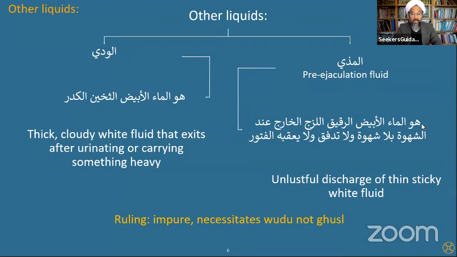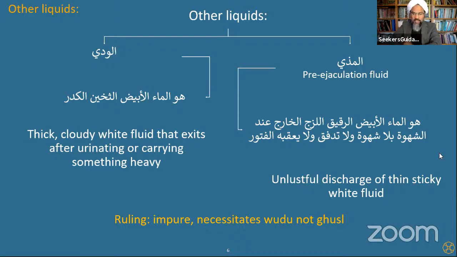It reads as follows: هو الماء الأبيض الرقيق. It's a liquid. Al-abyad, it is white in color. Al-raqiq, it is thin, as opposed to sperm that is generally thick and coagulated to a certain degree. It is white, it is thin, al-lazij, and it is somewhat sticky, al-kharij عند الشهوة, and it ejaculates, it comes out bila shahwatin, at the time when a person experiences a sexual sensation, akramakumullah, bila shahwatin, without any desire, wala tudaffuqin, and it doesn't come out spurting, wala ya'qubuhu al-futur, and it is not followed by a state of languidness. So that distinguishes this type of fluid from semen, because semen would come out with a sensation, sexual sensation, akramakumullah, may Allah honor you, and it comes out in spurting form, as Allah subhanahu wa ta'ala says in the Holy Quran, min ma'in dafiq, from a liquid that spurts forth.